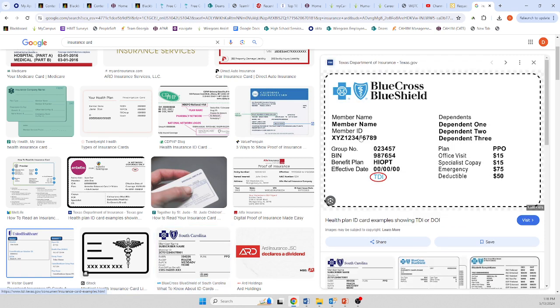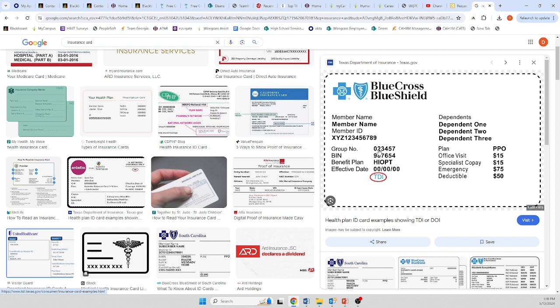So this has a name, it's got my ID, it tells me who my dependents are. What kind of plan is this? It's a PPO. How much am I going to pay for an office visit? If I go to a specialist, how am I going to pay? If I go to the emergency room, how much is my deductible? Don't we all wish that we had a $50 deductible? You always want to check and make sure of the effective date.